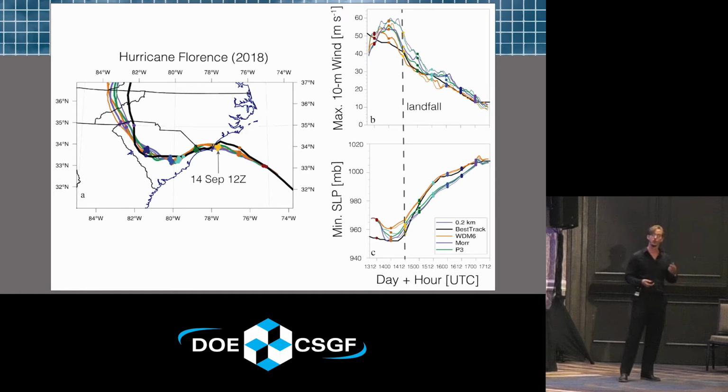The results that I show going forward, the 0.6 kilometer simulations will be solid or thicker lines here, and the 0.2 kilometer simulations are dashed lines, or the thinner lines here. And my microphysics schemes are gold for WDM6, blue for Morrison, and green for P3.